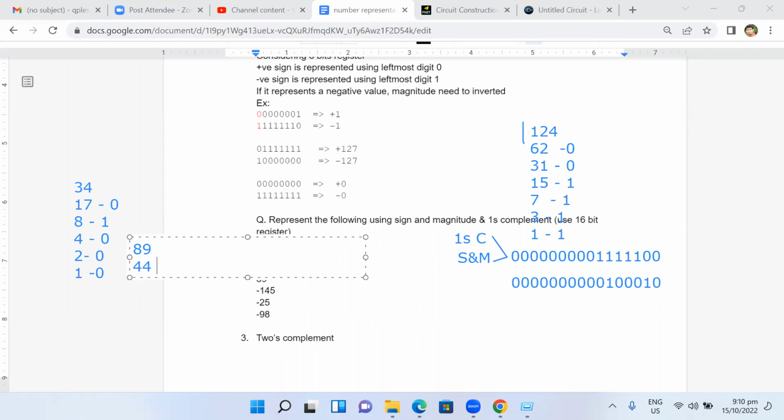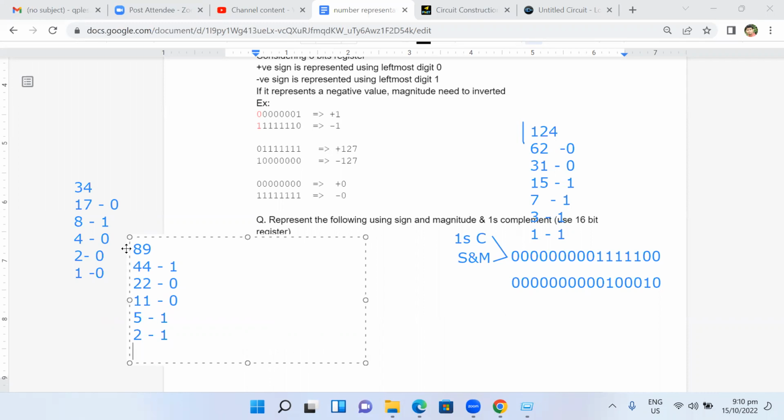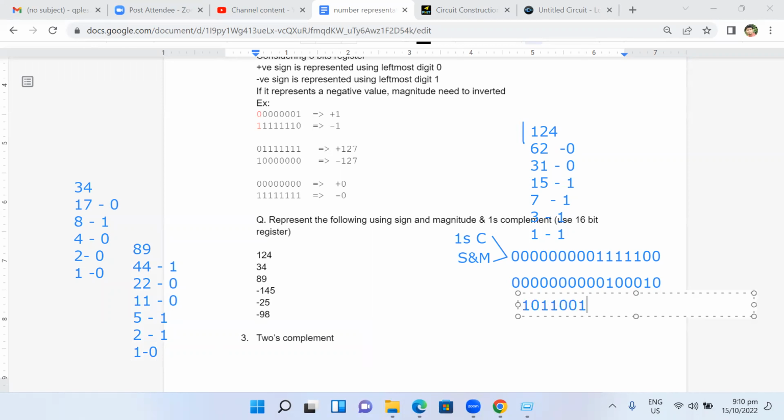89 divided by 2 is 44, remaining 1, and then 22 remaining 0, then 11 remaining 0, then 5 remaining 1, then 2 remaining 1, then 1 remaining 0. So the number is 1 0 1 1 0 0 1.